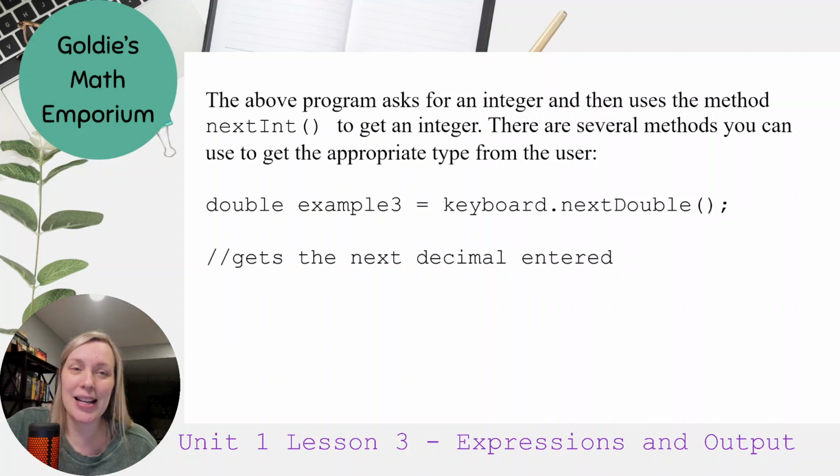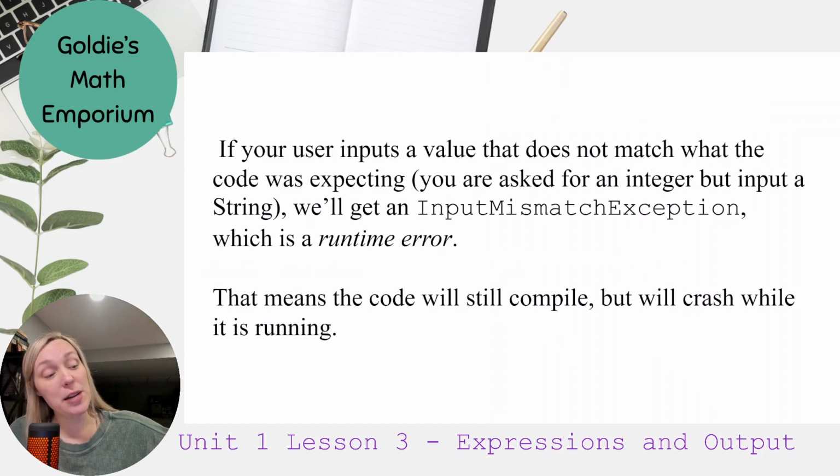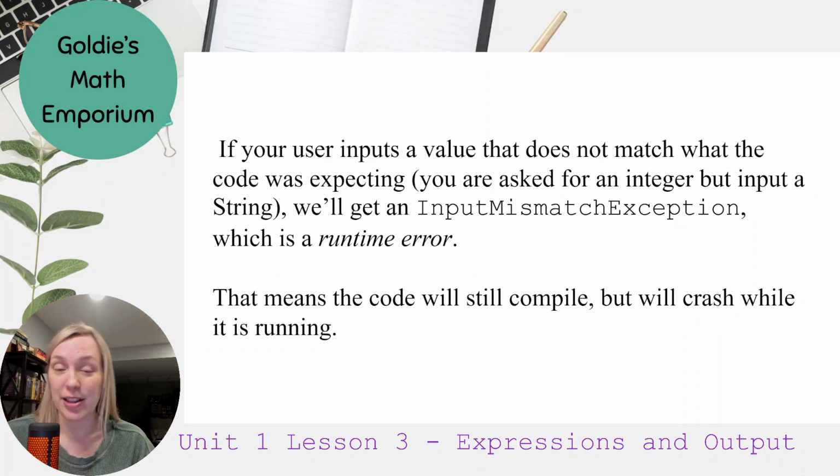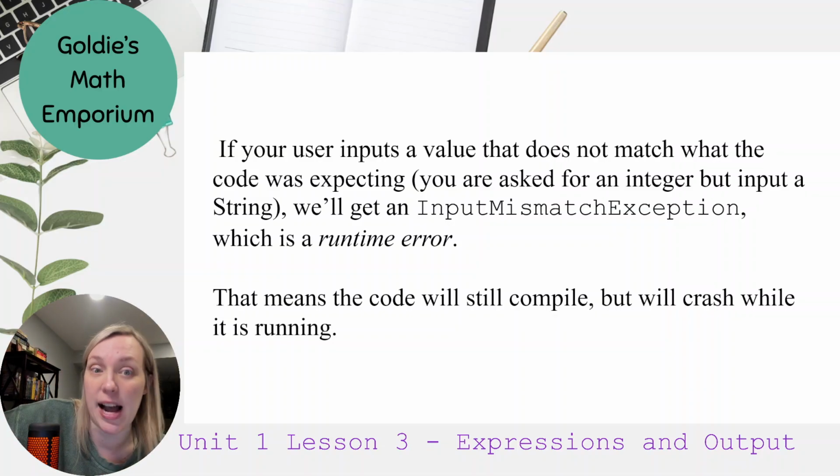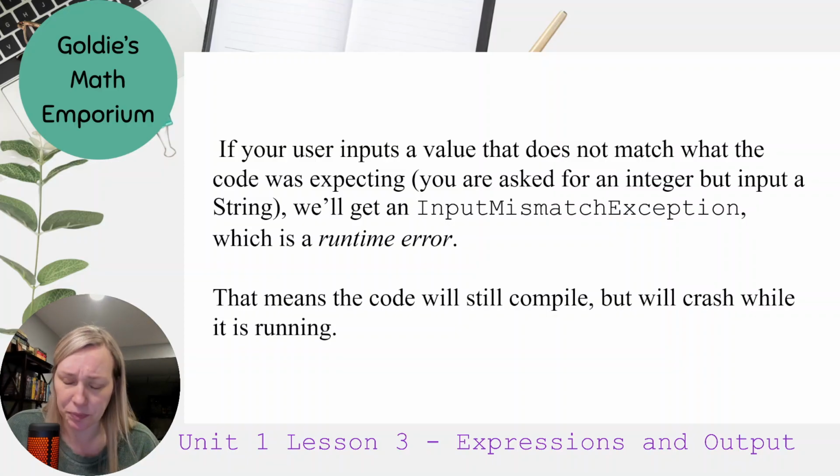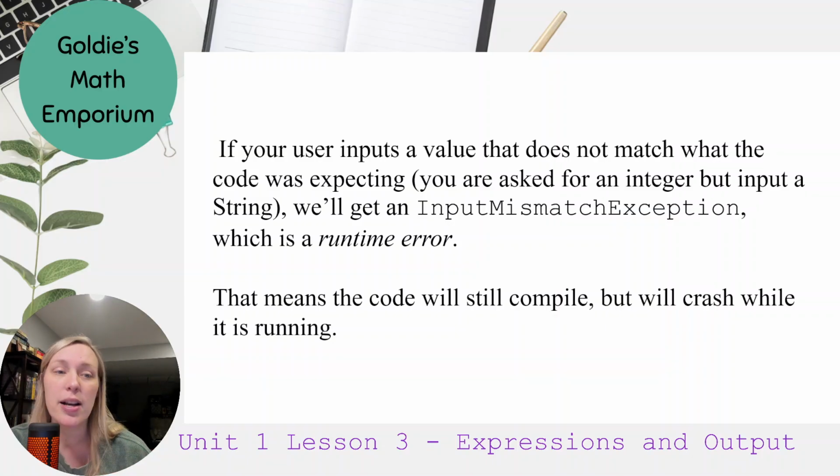Okay. Now, if your user inputs a value that does not match what the code was expecting. So if the code was expecting an integer, let's say, but the user, instead of typing the number 5, typed the word 5 or something and pressed enter, you're going to get a runtime error. The error is called an input mismatch exception. It's a runtime error and your program will crash.